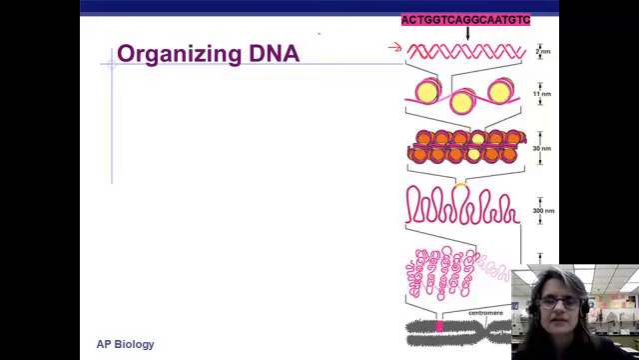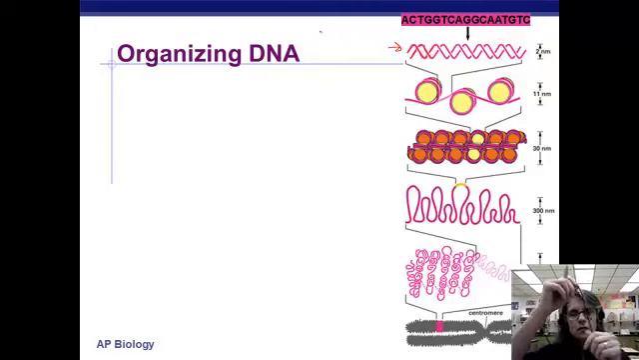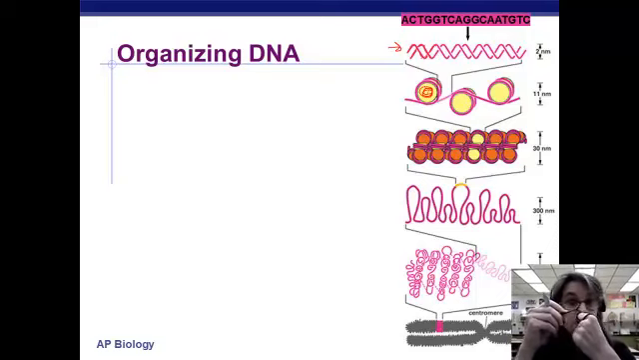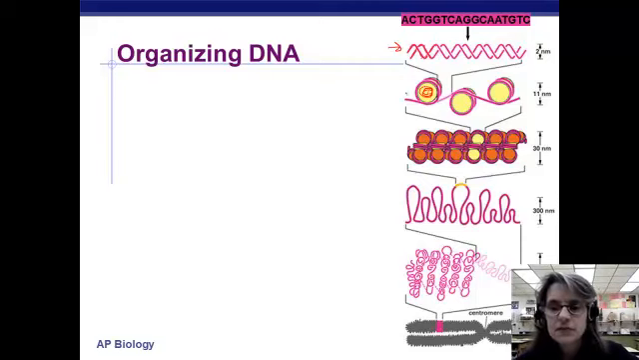But in fact, the double helix is wrapped around, if this cord is the DNA and my finger is going to represent this yellow blob here, DNA is actually wrapped around certain blobs of protein, like thread around a spool, to help keep it organized. That's why you put thread around a spool, so it won't get all tangled up. Well, these proteins have a name, and they are called histone proteins.